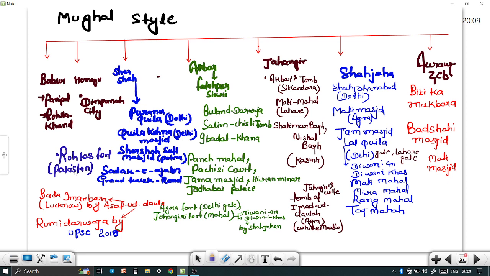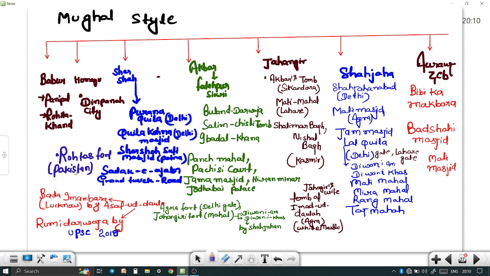Now, Bara Imambara, located in Lucknow, was built by Asaf-ud-Daula in 1784. This structure has been built by interlocking bricks without the use of mortar in its construction. Next is Rumi Darwaza, also located in Lucknow. It was also built by the Nawab of Awadh, Asaf-ud-Daula. It was built using brick coated with lime. It has been a question of 2018.